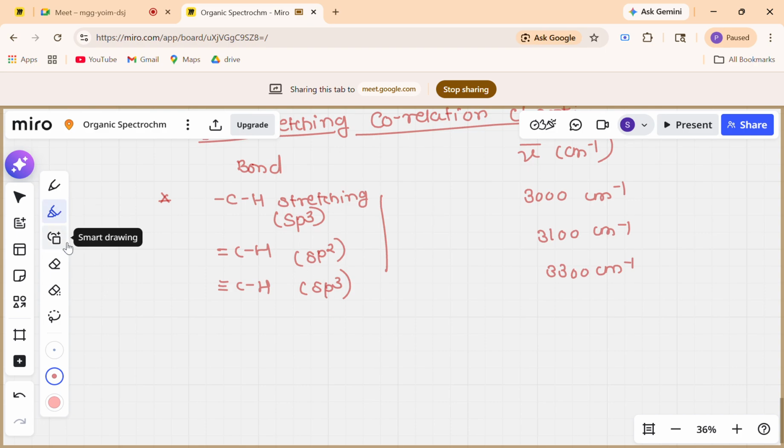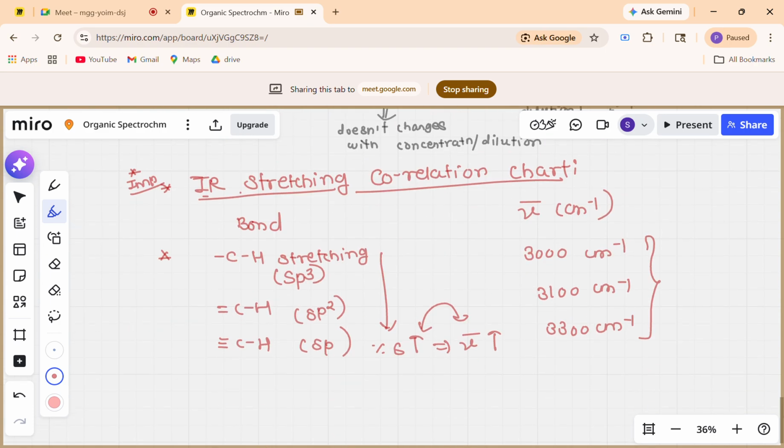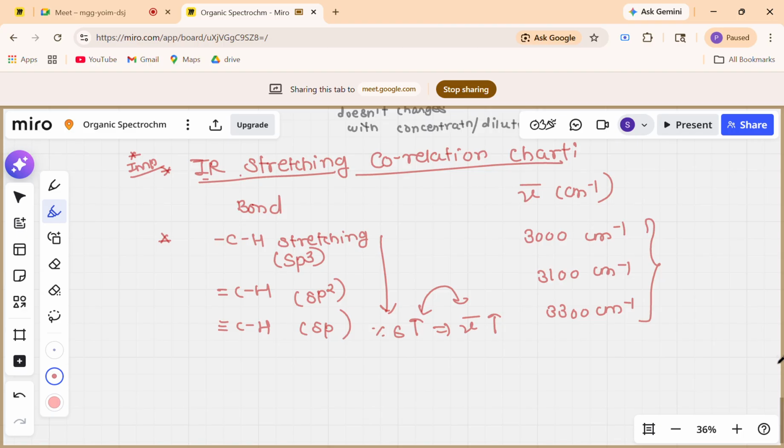but also remember to clear your concept. When we are going from sp3, sorry, I wrote wrong here. Yeah, so when you are going from sp3 to sp2 and sp character, we are comparing what is happening and how the percentage of s character increase is correlated with the increase in stretching frequency. You should be able to explain this, okay? So they can just ask you what the values are and explain why it's happening. Understood?